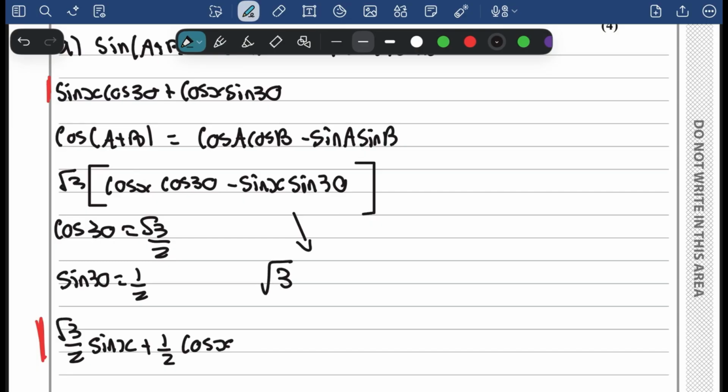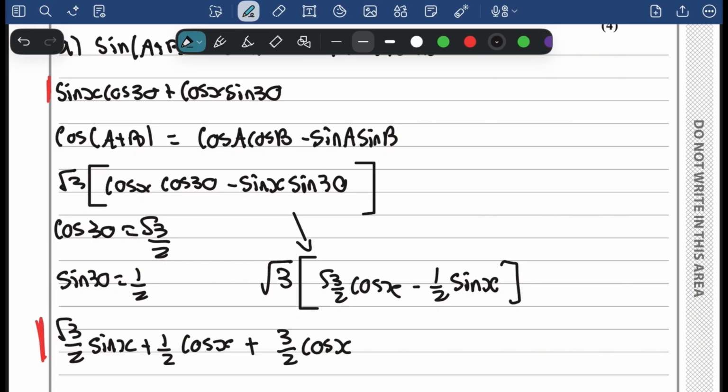Remember, this is still all multiplied by root 3, right? So then it's going to be cos 30 times cos x, so root 3 over 2 cos x, minus a half sin x, right? And this is all multiplied by root 3, so then we can just finish this off here, right? Root 3 times root 3 over 2 is going to be 3 over 2 cos x, and then root 3 times minus a half is going to be minus root 3 over 2 sin x.